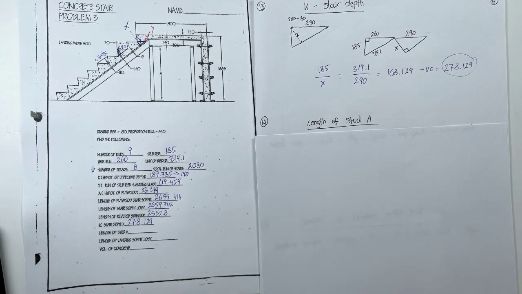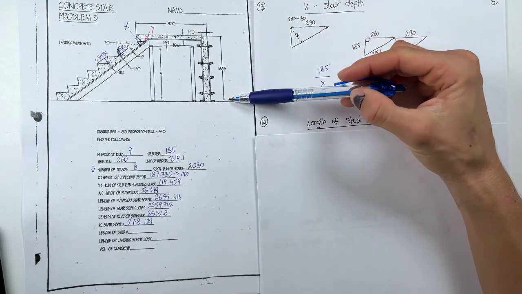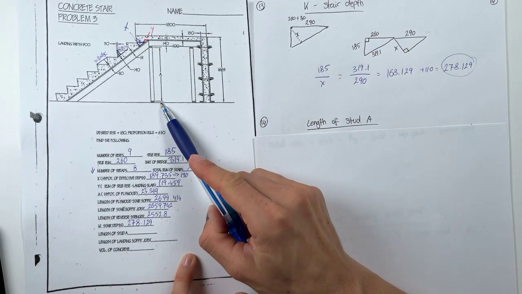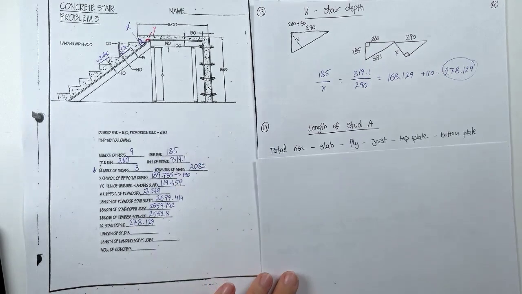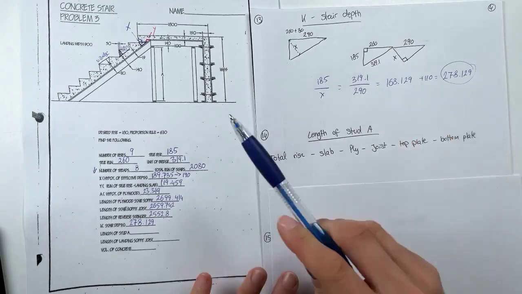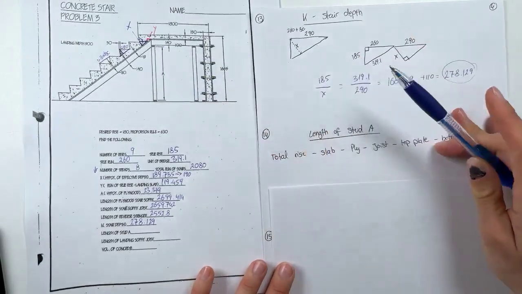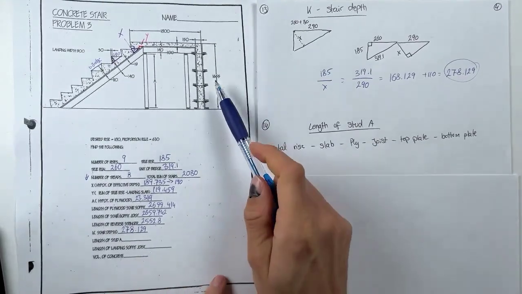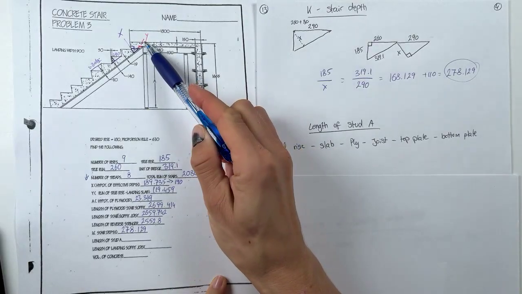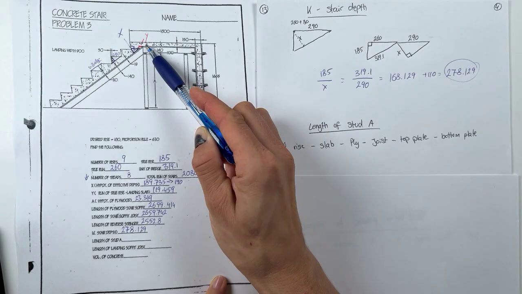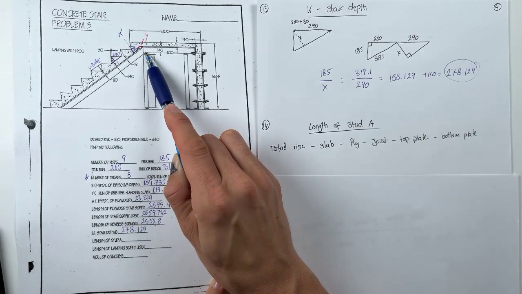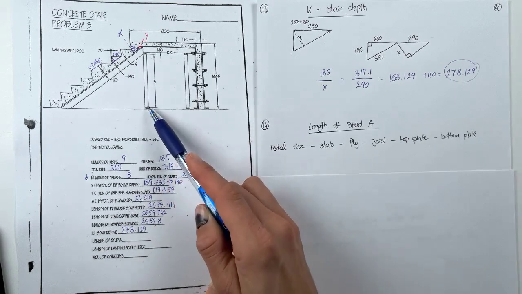This is just a practice of looking at the plan, finding the numbers, and seeing where the arrows point to. So the dimension lines tell us where to find what. So let's see. Stud A is this guy. And we have our total rise number that's given to us, right? Which is 1665. Gets us to the top of the slab. So we have to subtract our slab, which is 100. We have to subtract the plywood that's holding in the concrete. We have to subtract the joist. And then we have to subtract the top plate, and the bottom plate.